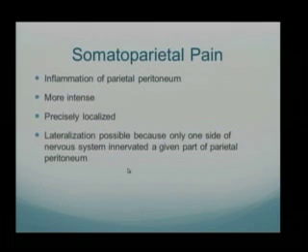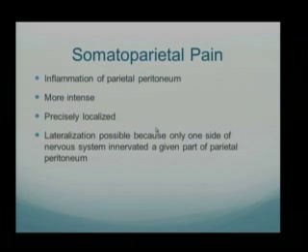Somatoparietal pain is caused by the inflammation of the parietal peritoneum. It is certainly more intense, more precisely localized to the area which is affected, and the lateralization in this case, because it's not in the midline, is exactly where the irritation of the peritoneum is. The lateralization is possible because only one side of the nervous system innervates the parietal peritoneum.